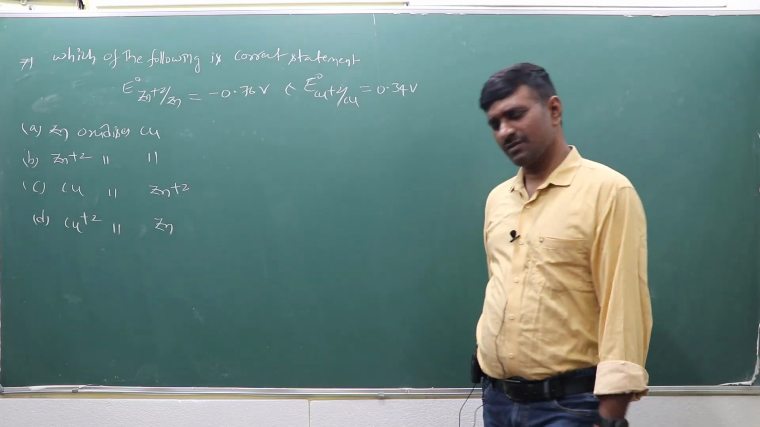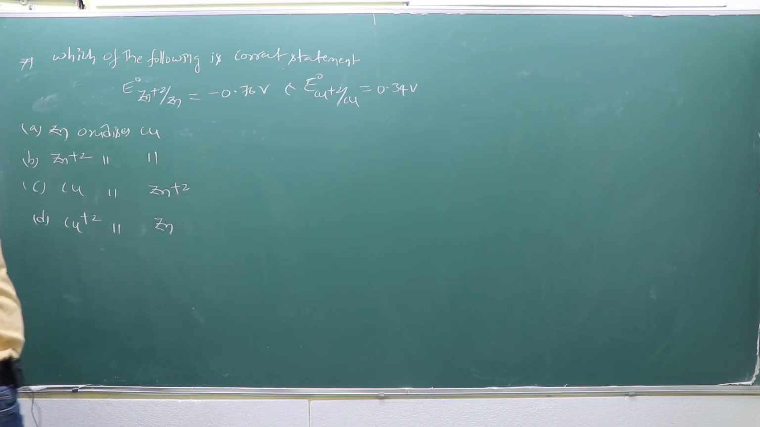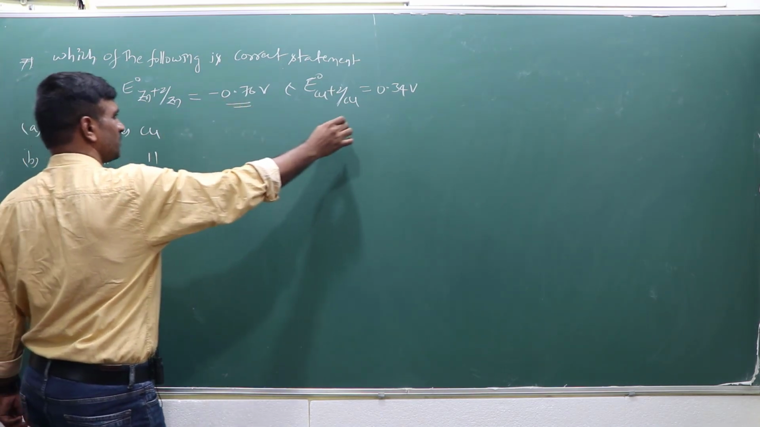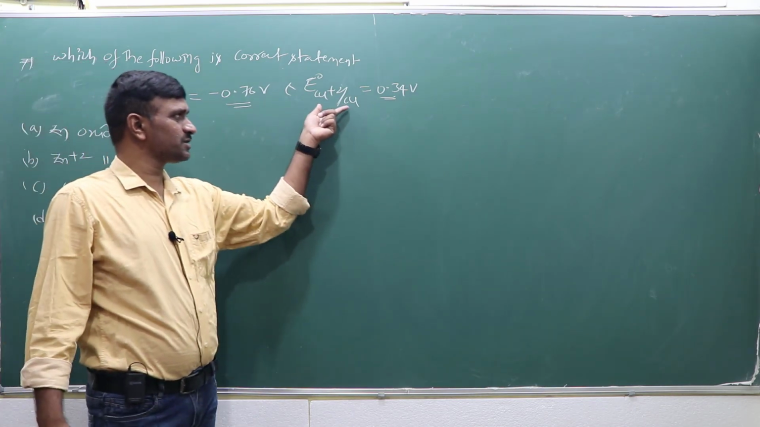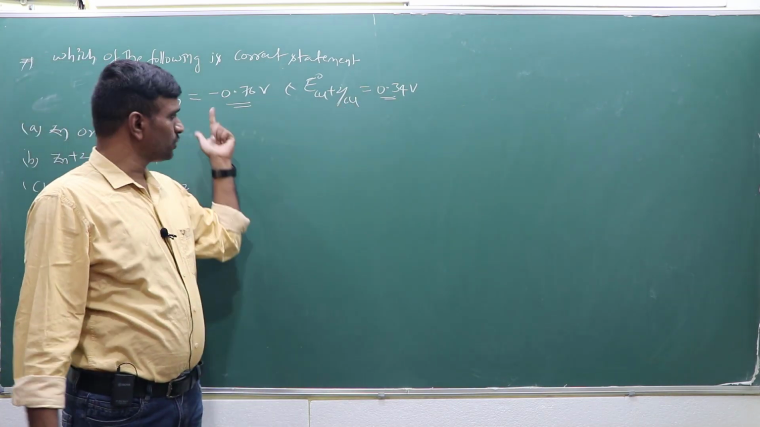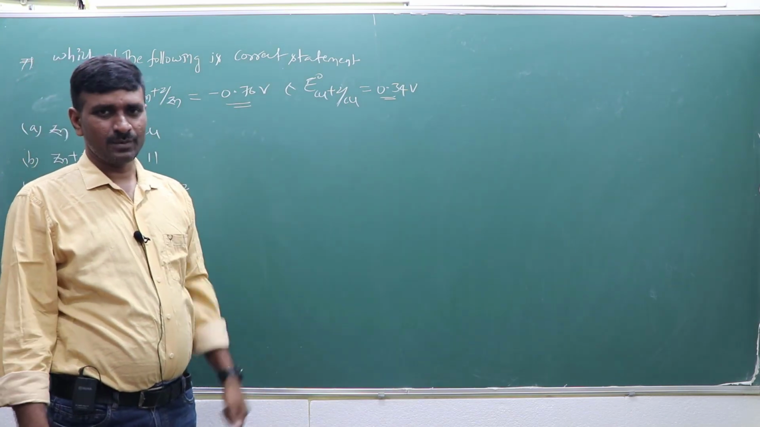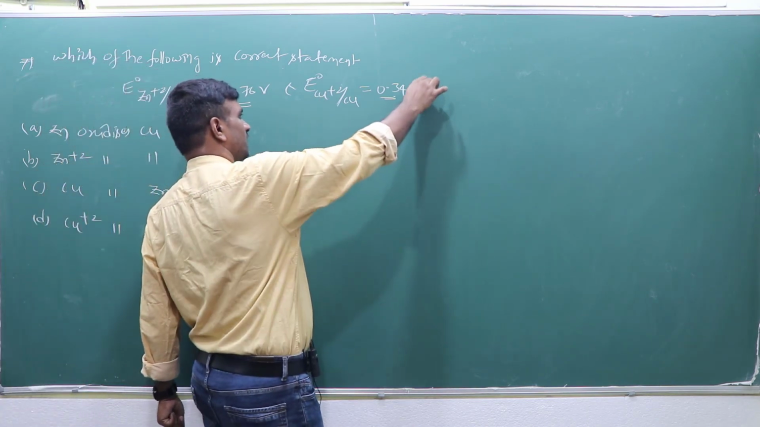Sometimes 2-mark questions like this are given, in rare cases, but it may happen. So that is what I will explain. Which one may it be? This is a very fundamental one. Based on these two reduction potentials, which is the higher? Cu plus 2 to Cu has the higher reduction potential. Both are reduction reactions, definitely. So the higher reduction potential is this one.